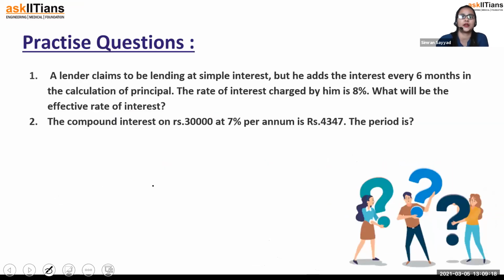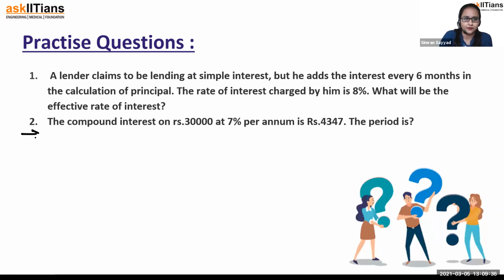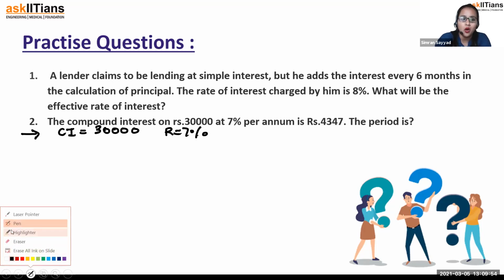Perfect. So we have some practice questions. See here, there is only a little space, so first we will solve the second problem here and the first problem I'll solve here. So the second one: the compound interest on rupees 30,000 at a rate of interest of 7% per annum. Oh, it is on. I also made a mistake.